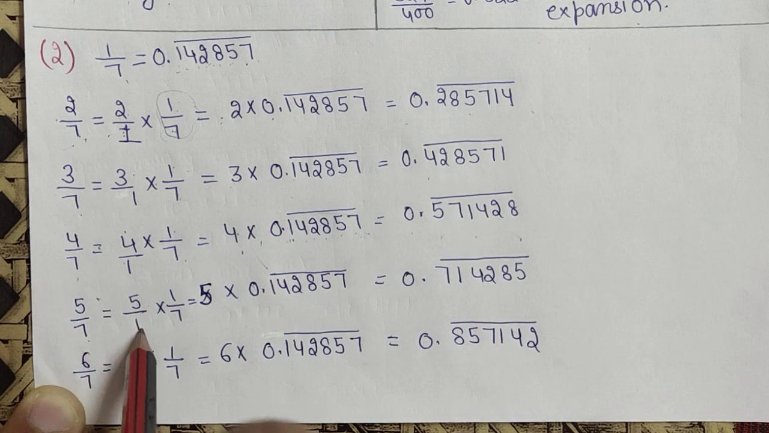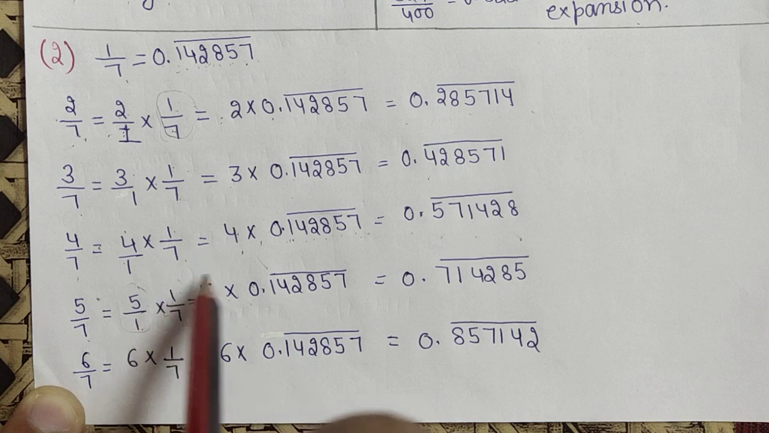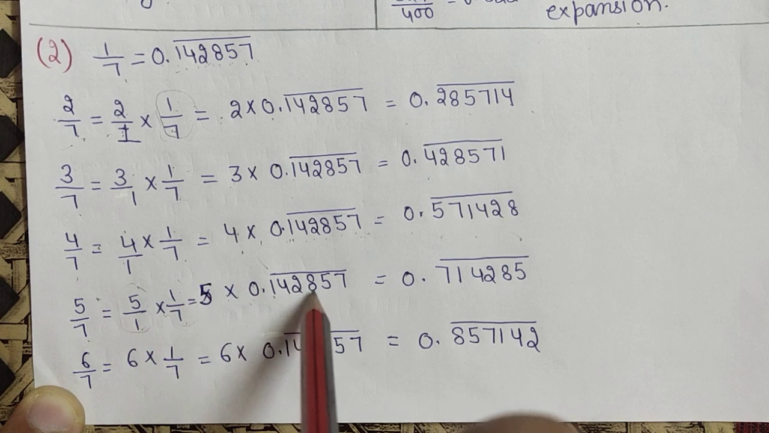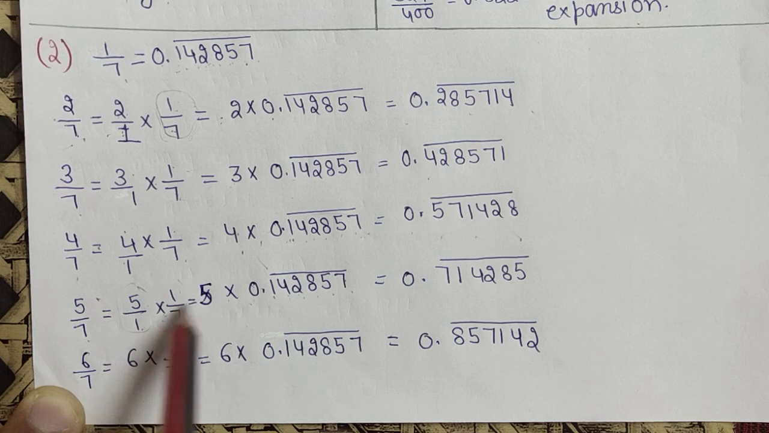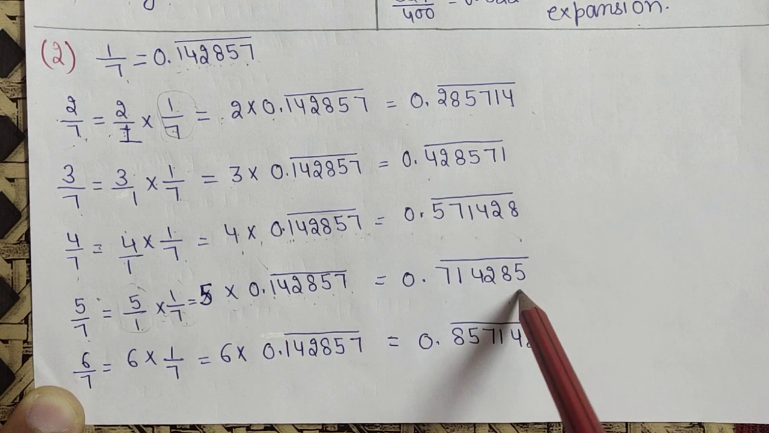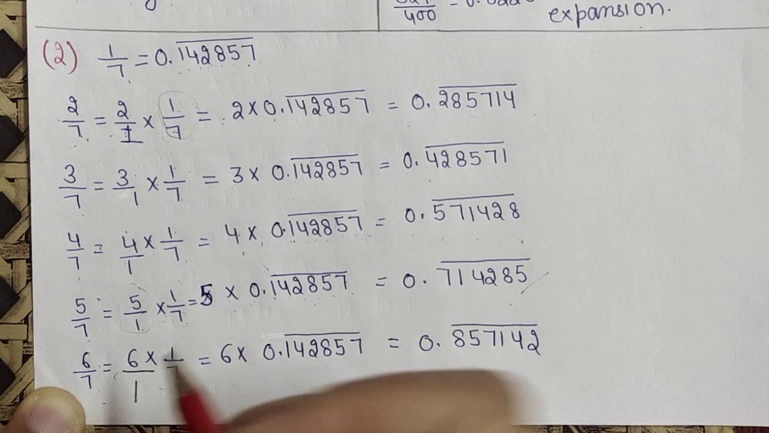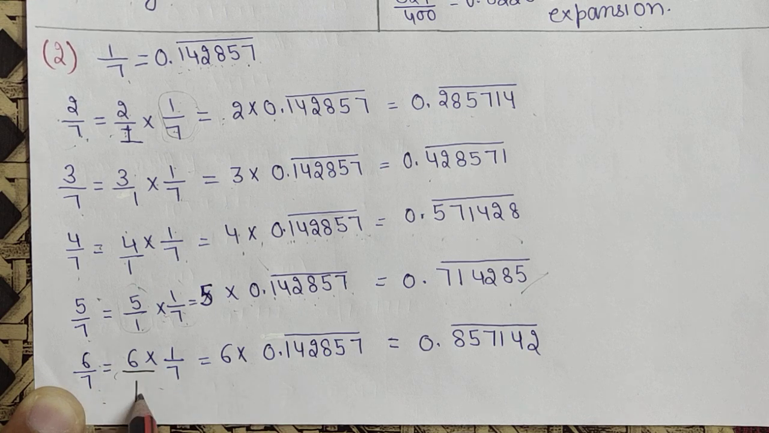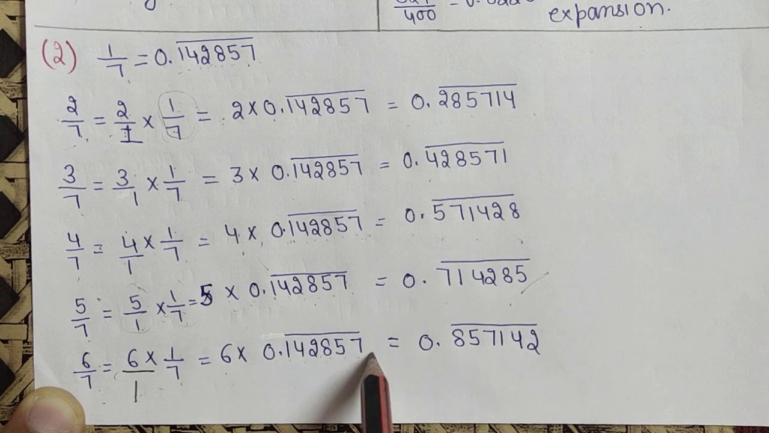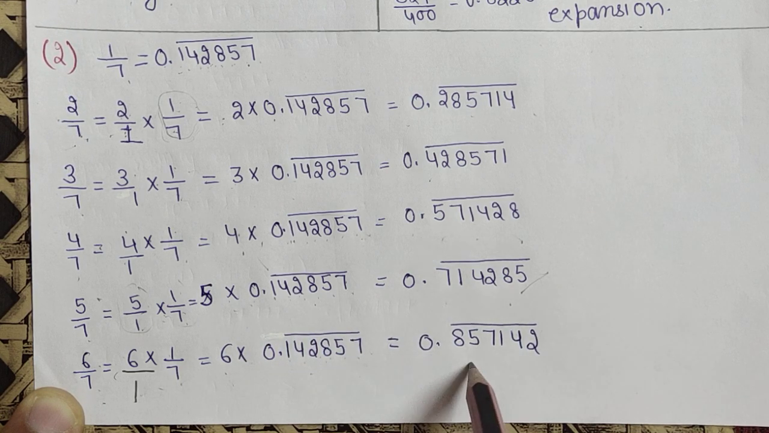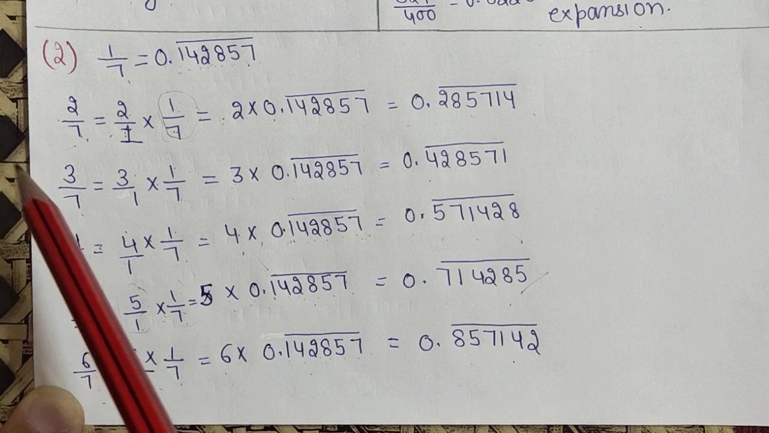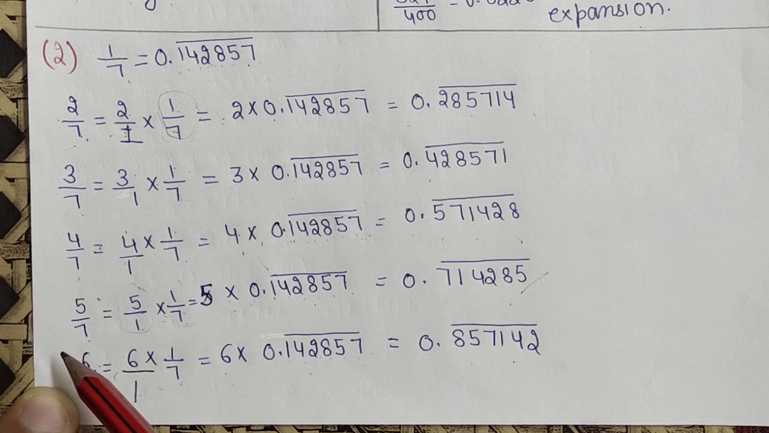5 by 7 is equal to 5 upon 1 into 1 upon 7. 5 by 1 is 5, into 1 by 7 as it is, 0.142857 bar. Just substitute the values and do the calculation. After doing calculation you will get your answer. Similarly, you will find the value of 6 by 7, that is equal to 6 by 1 into 1 upon 7. 6 by 1 is 6. 1 upon 7 value you know, 0.142857 bar. Just substitute the value and do the calculation, you will get your answer. In this way you can find the solution of 2 by 7, 3 by 7, 4 by 7, 5 by 7 and 6 by 7.